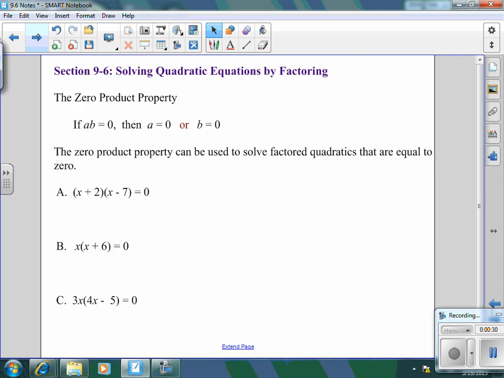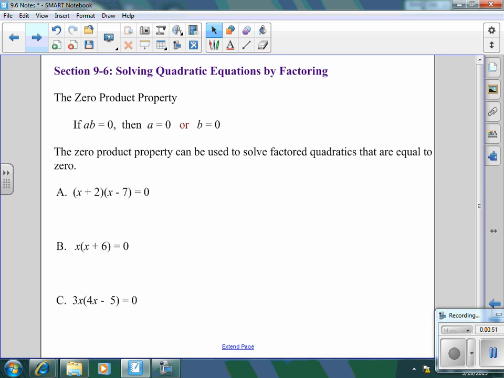So, we need to remember the zero product property that says if A times B equals 0, then at least one of them has to be 0. A needs to be 0 or B needs to be 0. Remember, they can both be 0 as well. So that's why we set both parts equal to 0.